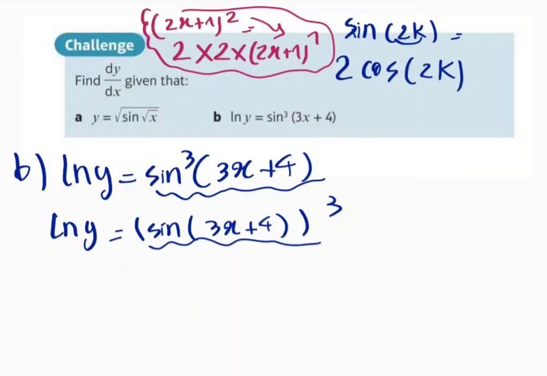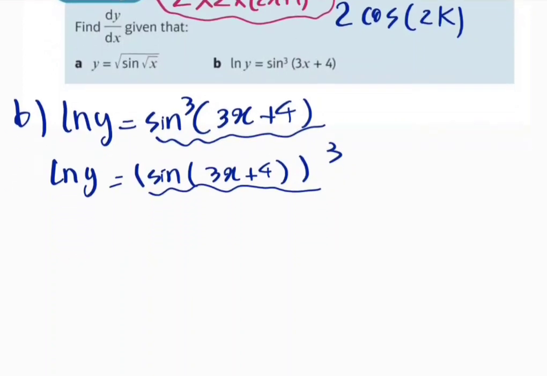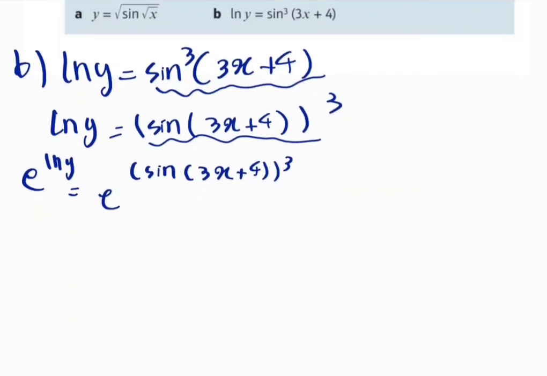Here, if you notice, we have the natural log on the left-hand side, which means if we do e to the power of the left-hand side, then the natural log will be gone, so we will only have y. So let's do e to the power of both sides. We will have e to the power of ln y is equal to e to the power of sine 3x plus 4 cubed. Now here we are going to have y is equal to e to the power of sine 3x plus 4 cubed.